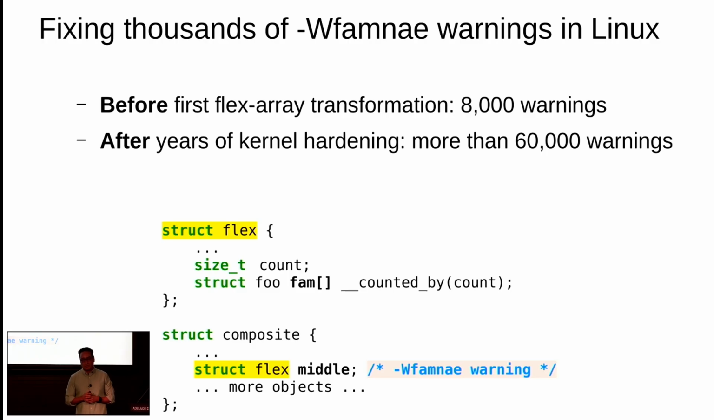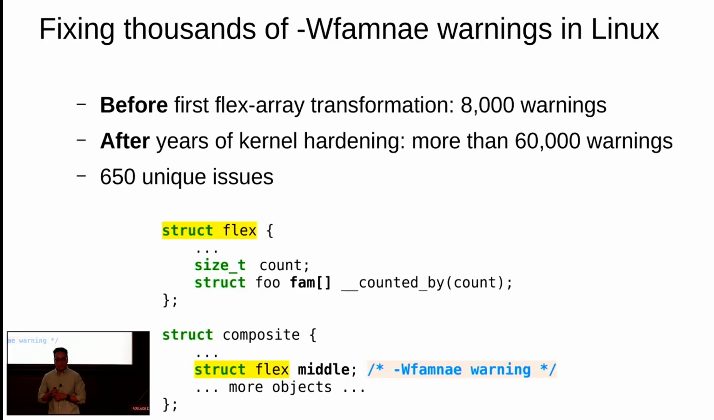So it's a lot. This only tells us that we have gained absolute visibility into the issue we have had in the kernel for years now. Fortunately, about 650 of those 60,000 warnings are unique issues. However, we still have hundreds of issues to fix, so it's still a problem.